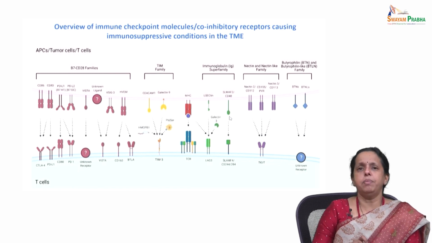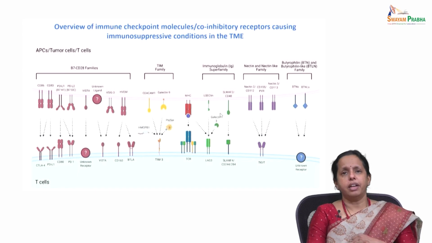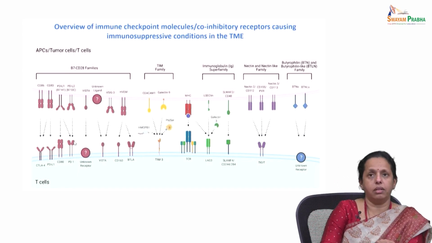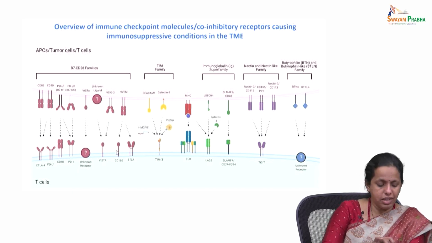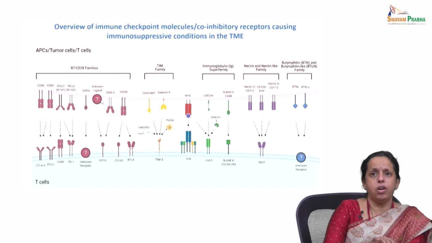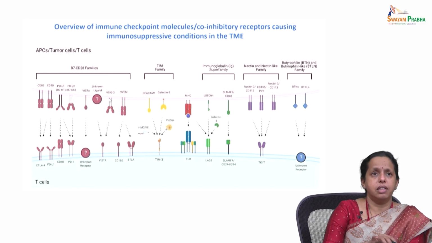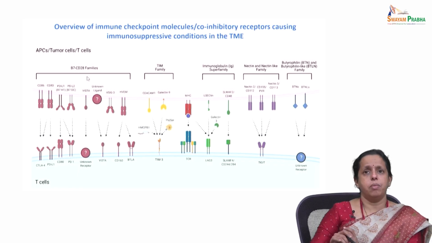You have different immune checkpoint molecules expressed on your T cells, and they are shown along with their ligands expressed on your antigen presenting cells, or on tumor cells, which trigger a co-inhibitory signal.